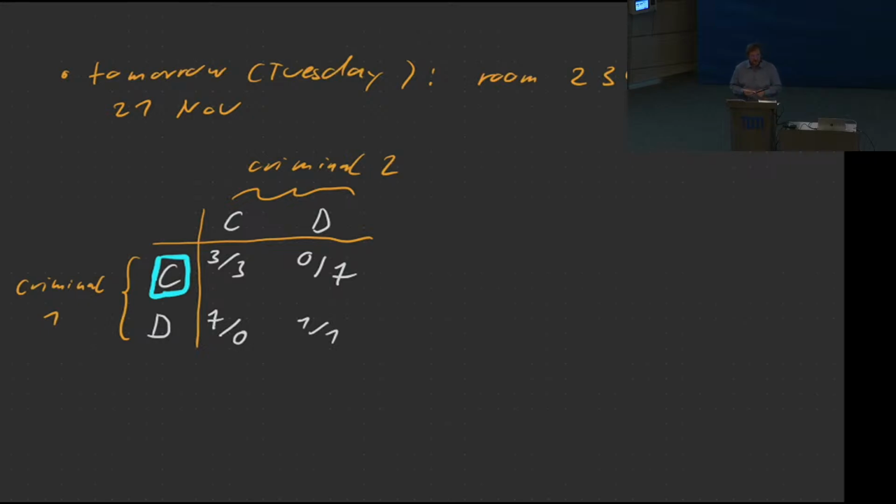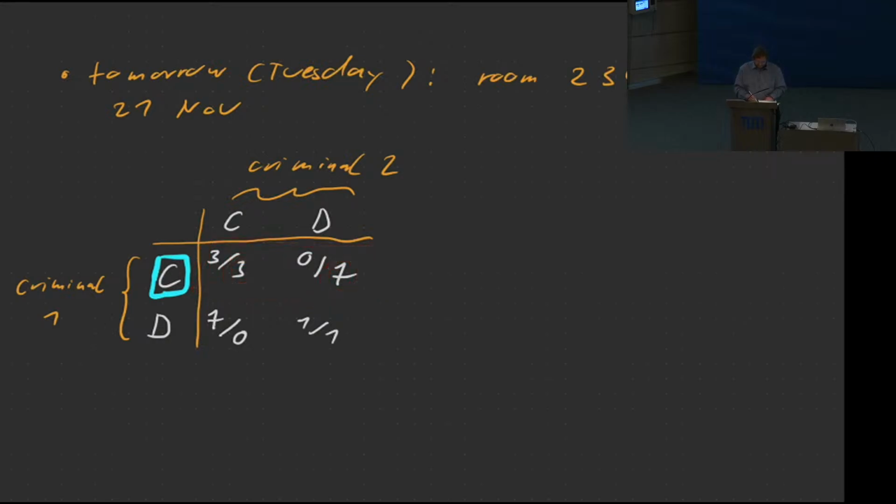And now we can do the same analysis from the point of view of criminal 2. So again, criminal 2 has two options, confess or deny. And let's say criminal 1 will confess. What will criminal 2 then do? Well, if he confesses, he gets 3 years. Oh, sorry, other way around. If he confesses, he gets 3 years. This is the 3 for criminal 2. If he denies, he gets 7 years. So in that case, criminal 2 would also choose to confess.